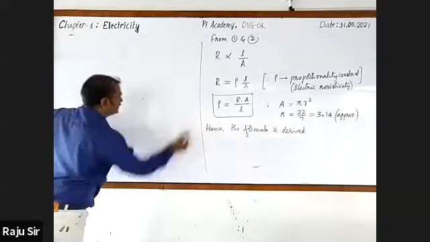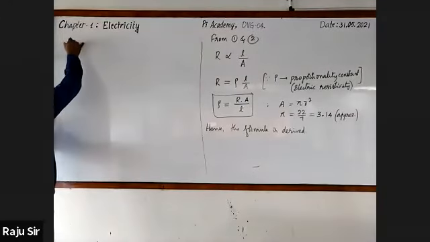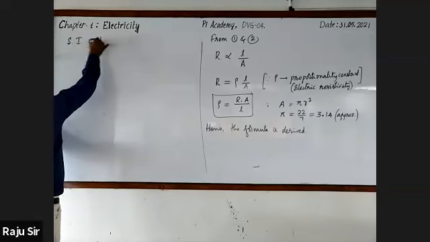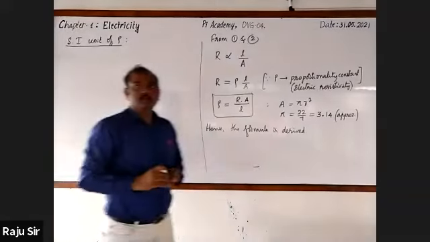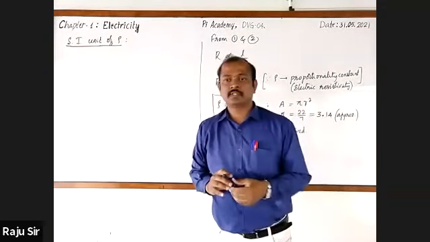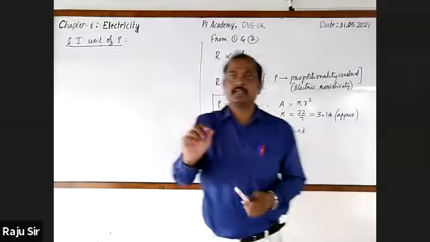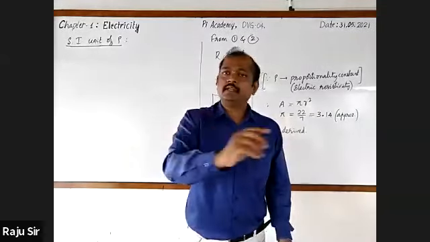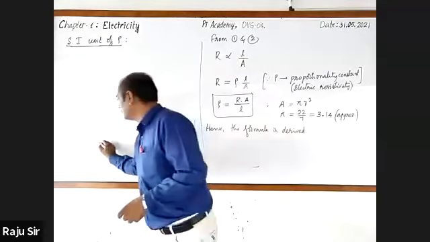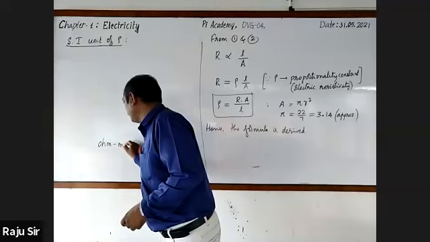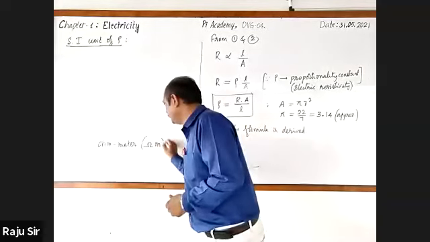SI unit of resistivity. Yes, students, please listen to me. In the examination, if they ask you to write the SI unit of resistivity or mention the SI unit of resistivity, you will write directly like this. That is ohm meter. Don't copy. Ohm meter. And symbolically, it is to be written as omega M.